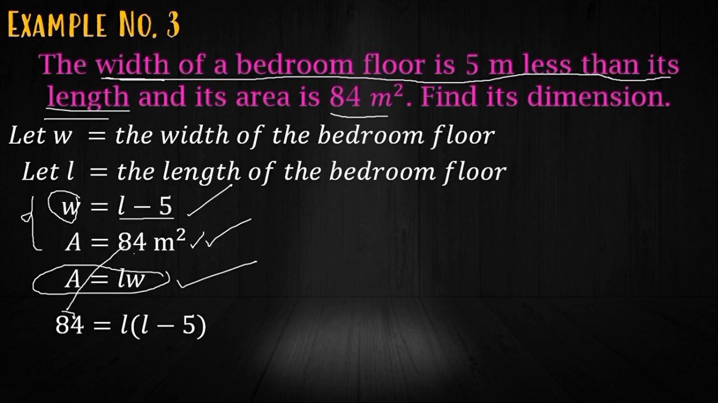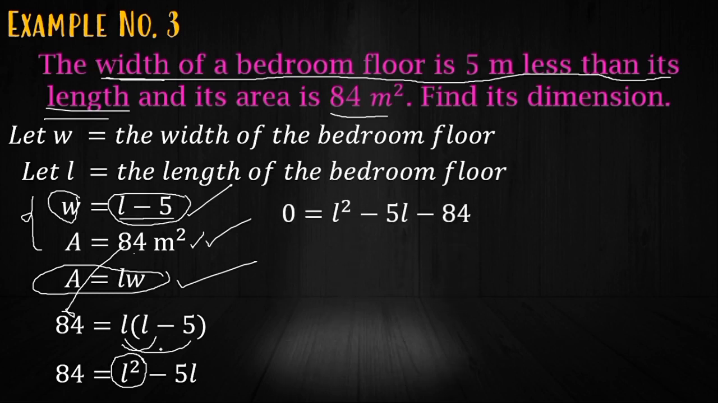So using this equation, substitute the information found here. So 84 is the area. The length is represented by L, and W is represented by L minus 5. So this is length times width. Okay? Next, multiply or simplify the right side of the equation. L times L is L squared. L times negative 5 is negative 5L. We now have a quadratic equation.